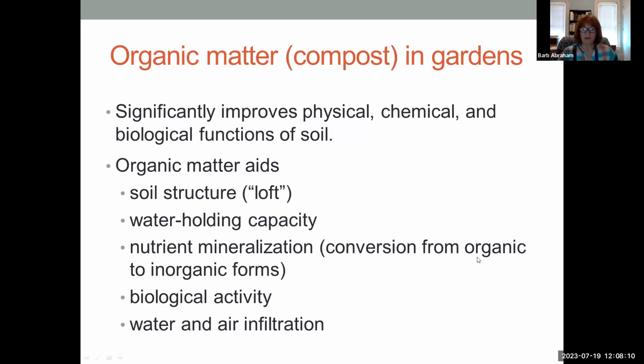Mineralization is changing organic material to inorganic forms. So this is part of the chemical reactions that puts the organic material into a form that plants can use. It improves the biological activity, because a lot of the small soil organisms eat dead organic material directly. And it improves water and air filtration. And all of these things are interconnected.